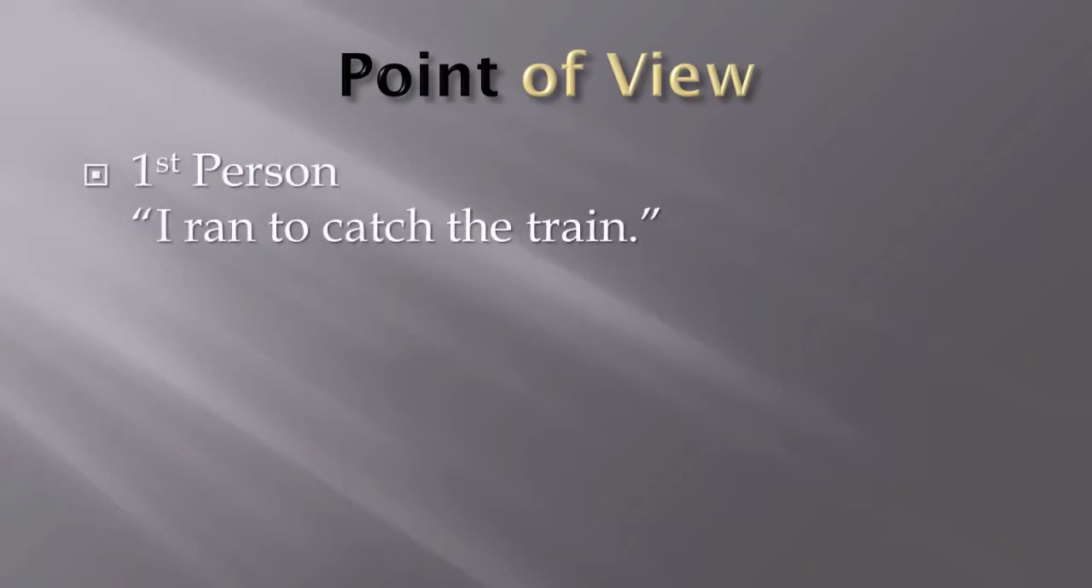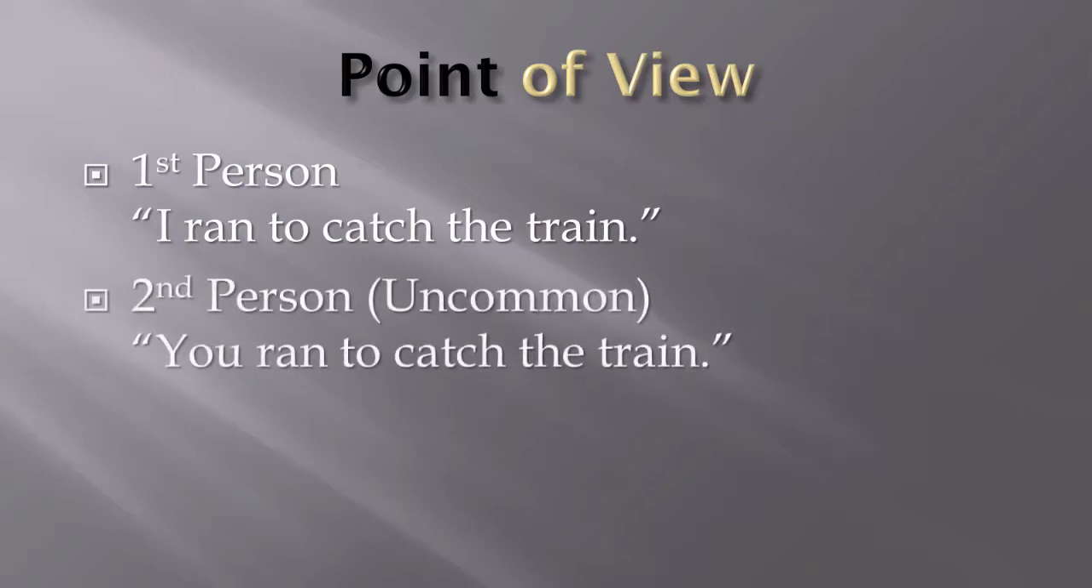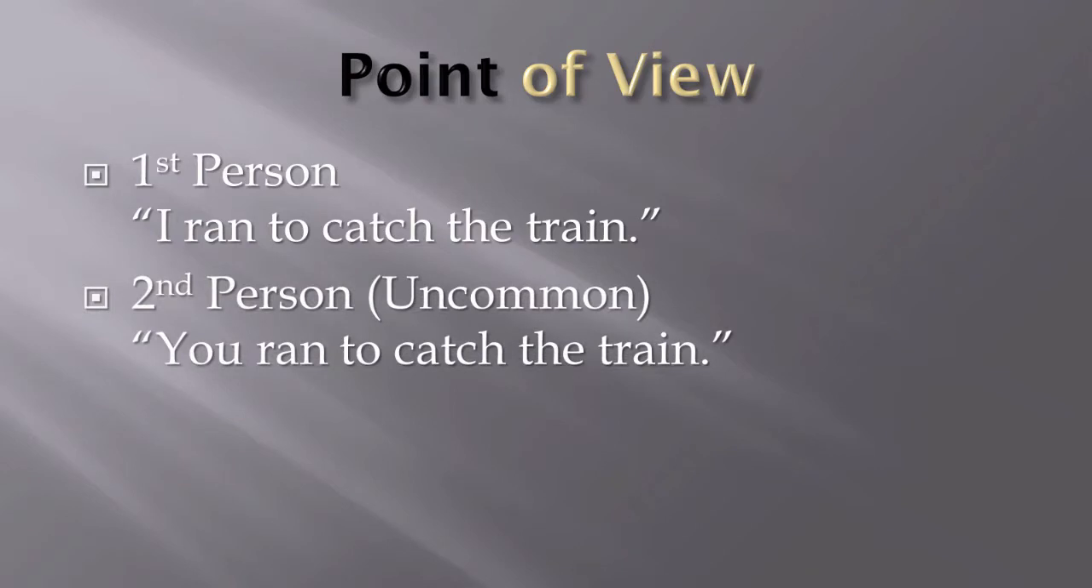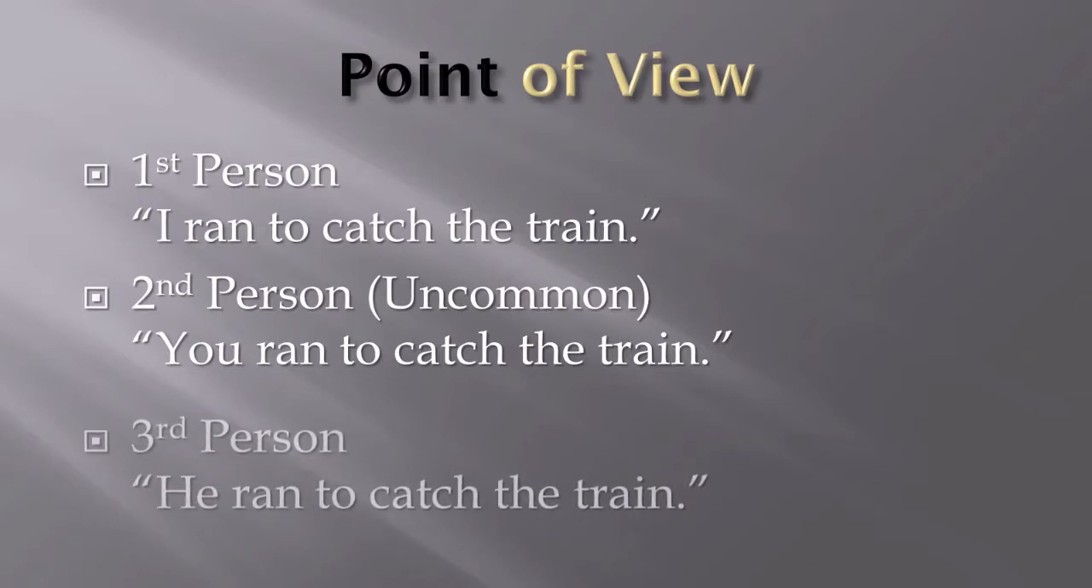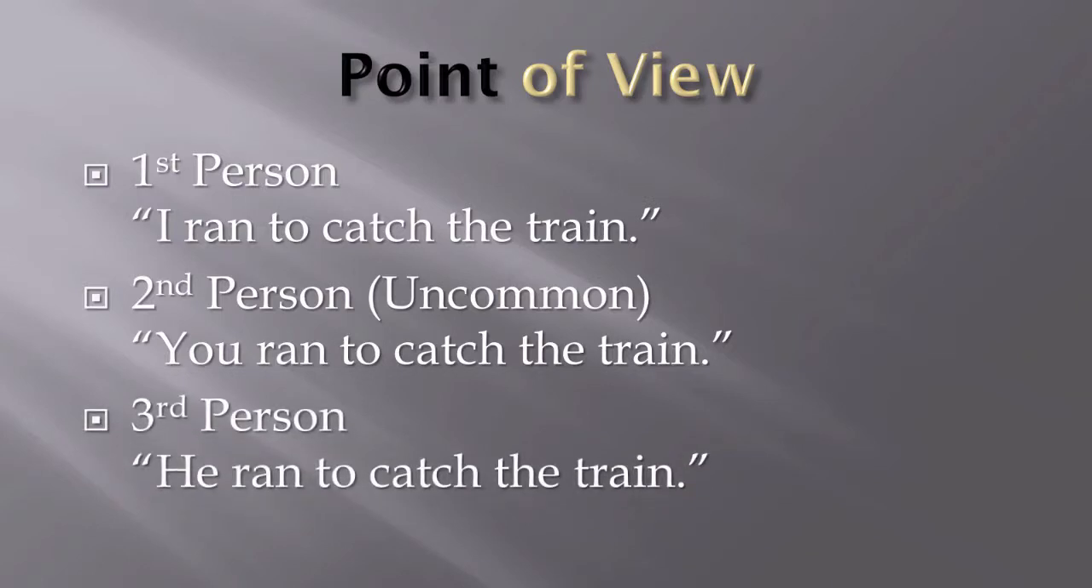Once again, you have 3 points of view to consider. First person. This is typically where the narrator is yourself. The word I pops up an awful lot. You're telling the story from your point of view. I ran to catch the train. Second person is rarely used, so we're not going to spend a lot of time discussing it. It would be you ran to catch the train. Third person, which is also very common, is he ran to catch the train. Here you're talking about another person.